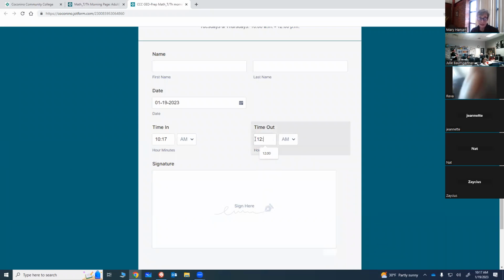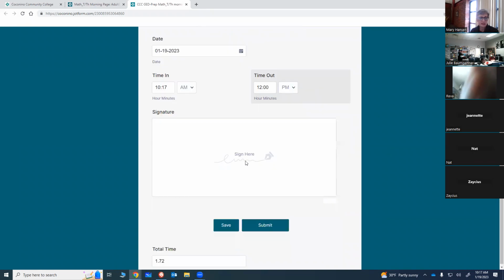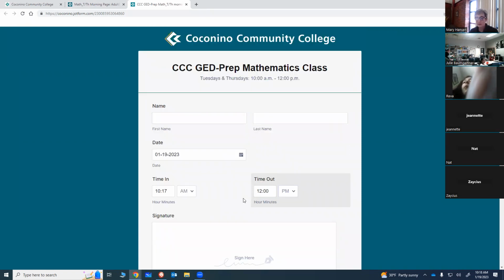And if you're planning to stay the whole class, you'd put in 12 and change it to PM, because noon is PM, not AM. And then you sign it with your mouse, and it doesn't matter if your signature looks really, really ugly. It's okay. And then you submit it. It will calculate your time, and that's how we keep attendance, so that we can track your attendance, so we know when we're at a point where we need to take a look at a progress test.